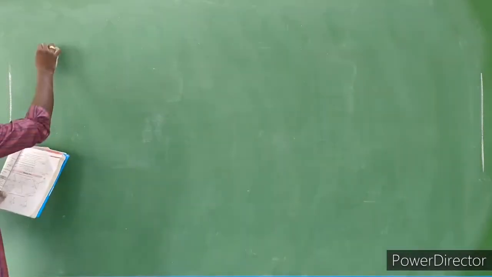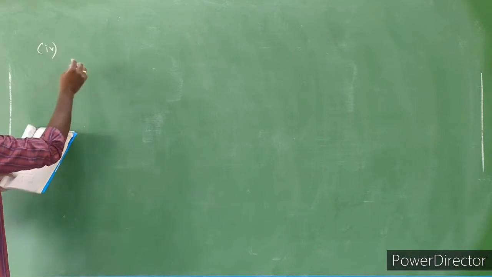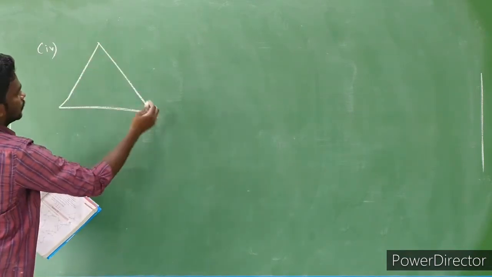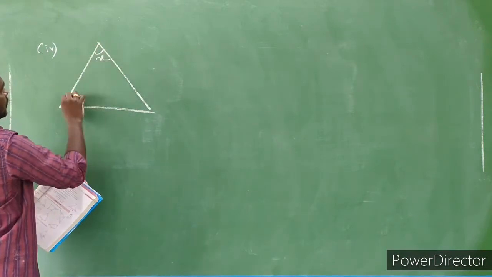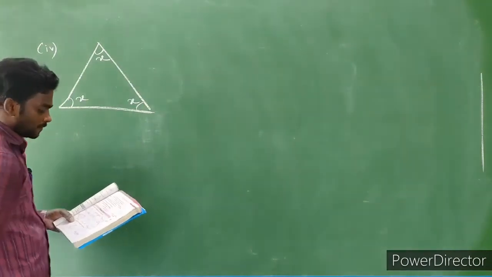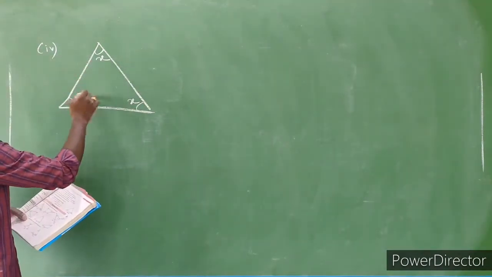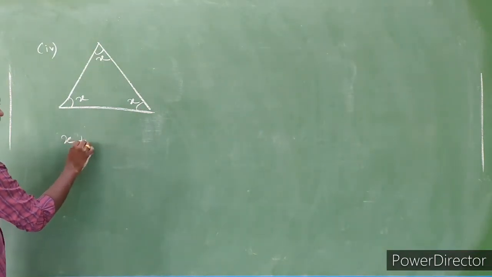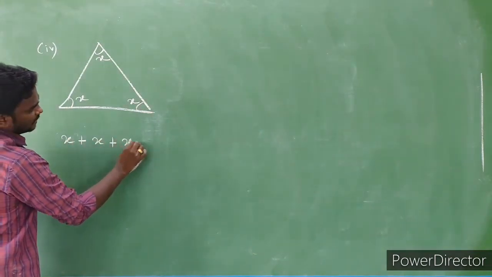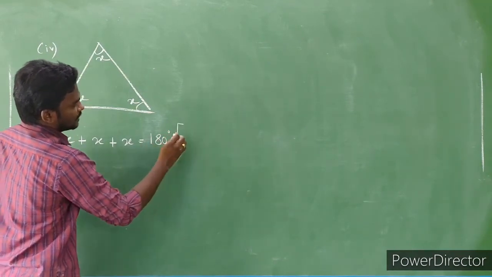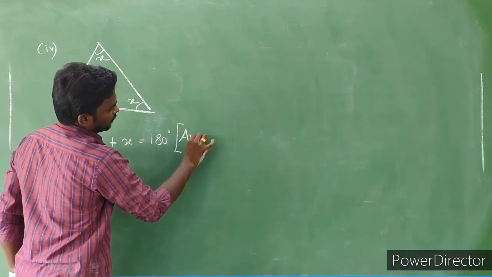Next, our fourth one. What is the fourth question? The fourth one is an equilateral triangle. An equilateral triangle means all the angles are the same. So x and x and x are here. How to find this? x plus x plus x is equal to 180 degrees by using what? The angle sum property of a triangle.